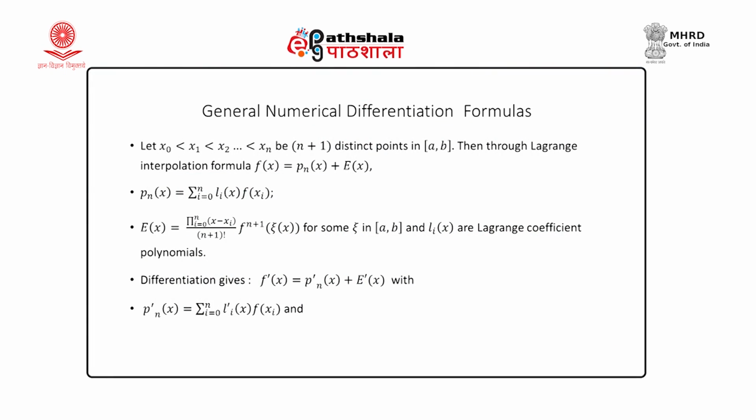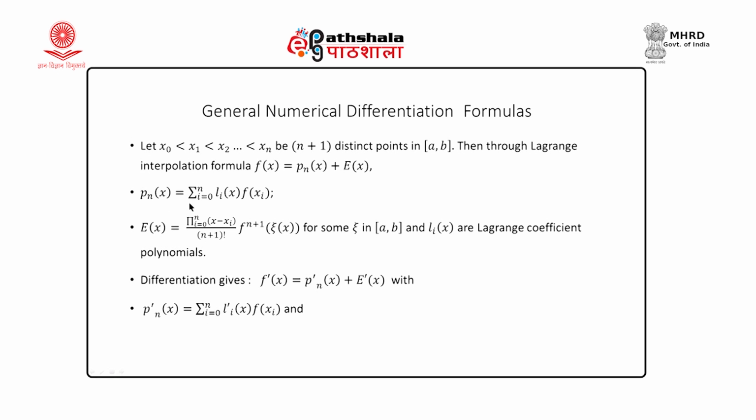So, now let us derive general numerical differentiation formulas using Lagrange's interpolating polynomial. Let x 0 less than x 1 less than x 2 less than x n be n plus 1 distinct points, and we know that f x is given by the interpolating polynomial plus the error term, and p n x is the Lagrange's interpolating polynomial for our purpose.